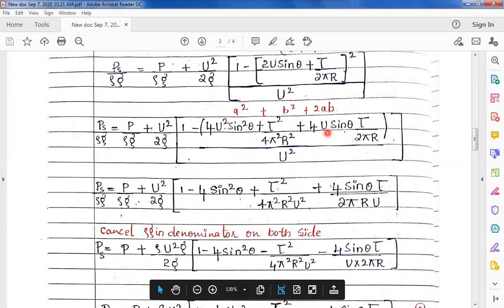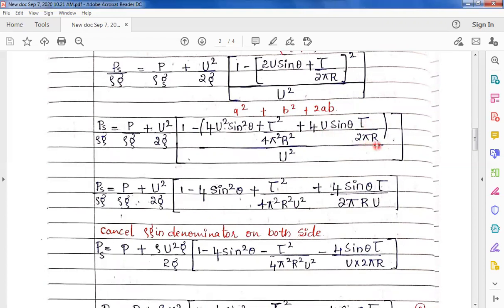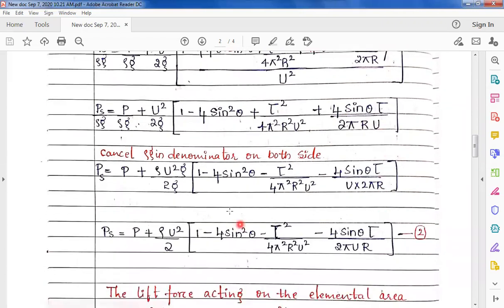And 4u sine theta circulation by 2 pi r. Then you have only one u. So here you can write that 1u. Okay, next what you have, cancel rho g in the denominator on both sides. Clear? You have to eliminate the rho g.